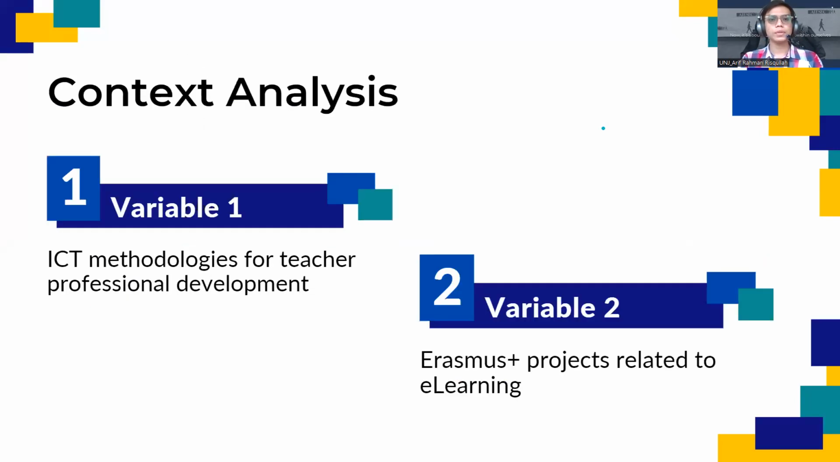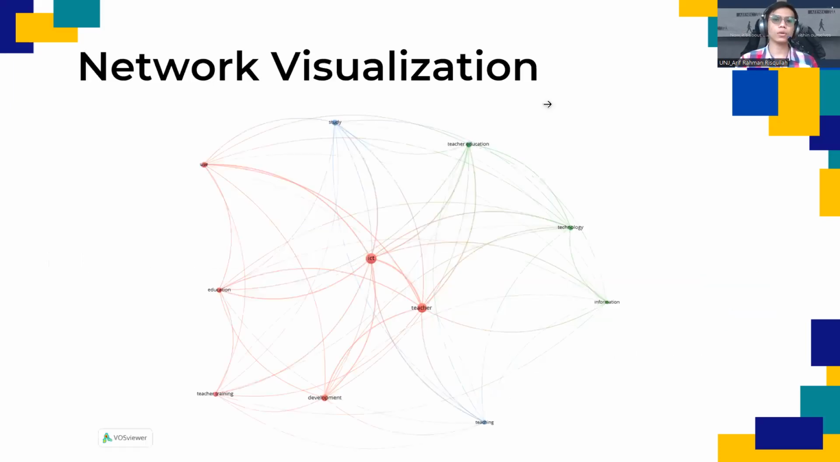After I present the publish and Paris, we want to highlight the context analysis. That is variable 1, and the second one is variable 2. It comes from the title of the context of the observations and the research itself. For variable 1, there is ICT methodologies for teacher professional development in Erasmus Plus projects related to e-learning. And after we already know about the context analysis, we want to move on to the discussions on the network visualizations, on how the general picture of the network visualization frames out.